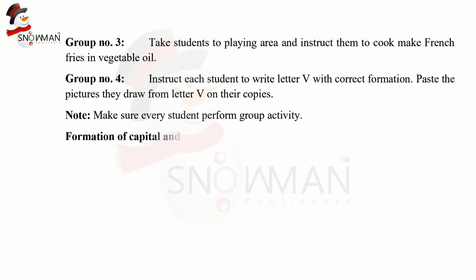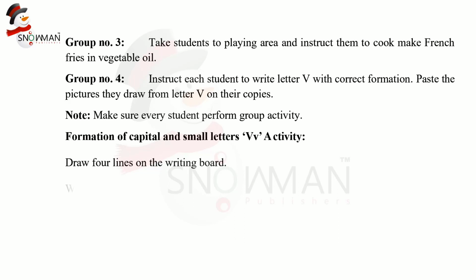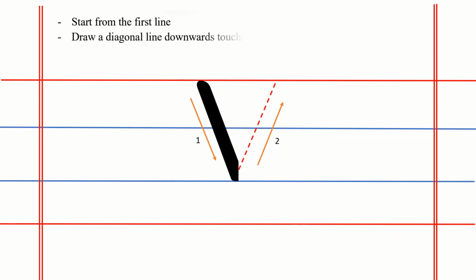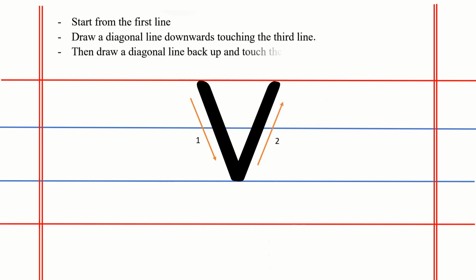Formation of capital and small letters V activity. Draw 4 lines on the writing board. Write the capital letter V on the first 3 lines and give instructions. Start from the first line. Draw a diagonal line downwards, touching the 3rd line. Then draw a diagonal line back up and touch the first line.